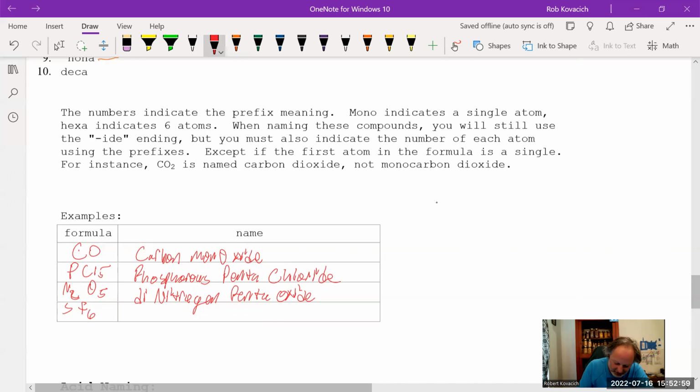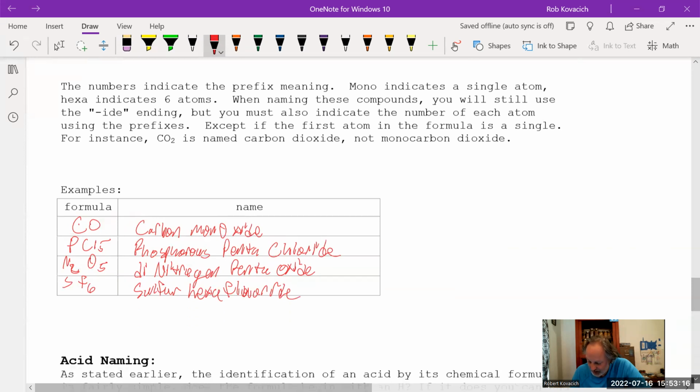And so then the last one here, a sulfur by itself. So that's just sulfur. And then 6 fluorines is hexafluoride. That's it. So again, the covalent nomenclature is much easier than the ionics.